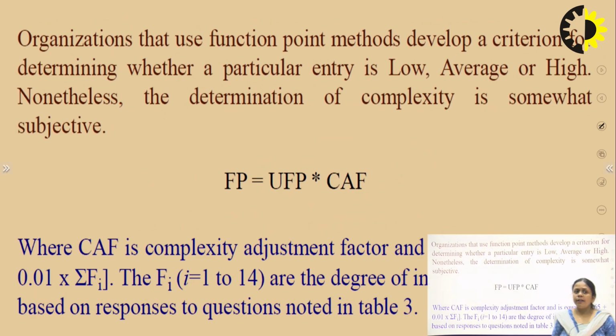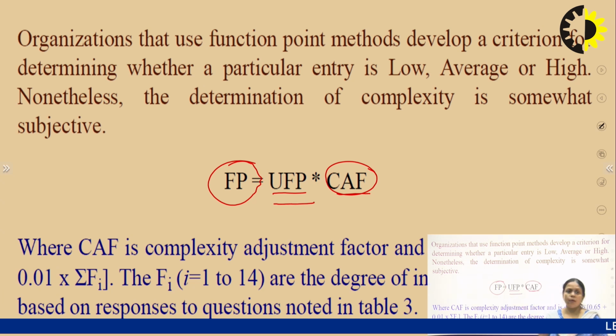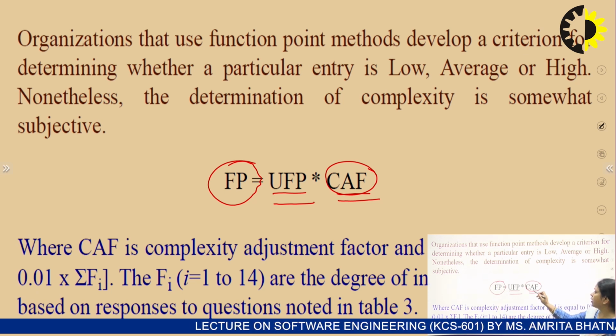Now, after we find out the unadjusted function point, we have to calculate the adjusted function point, and then we have to multiply it with the help of CAF, which is the complexity adjustment factor. This is another thing which we have to calculate here. So firstly, we will calculate the unadjusted function point, then we will calculate the complexity adjustment factor. These two terms we have to calculate, then we multiply these two terms, and then we will find out the function point. So, how can we calculate this complexity adjustment factor?